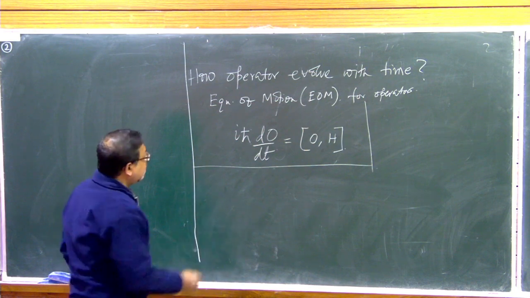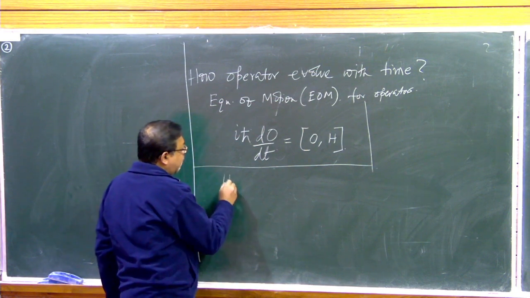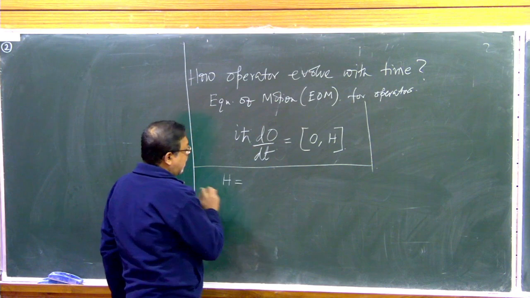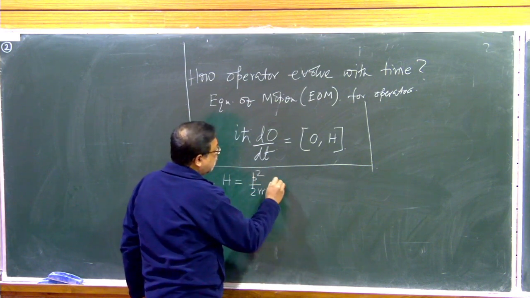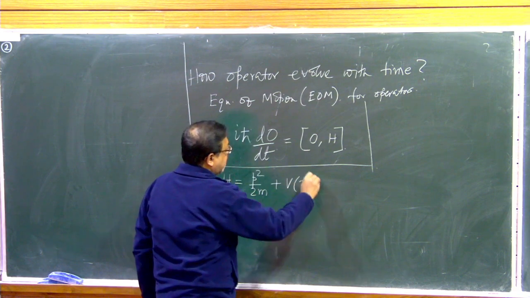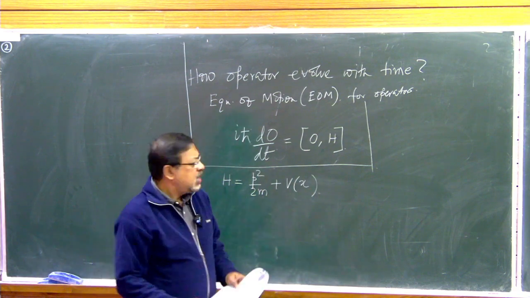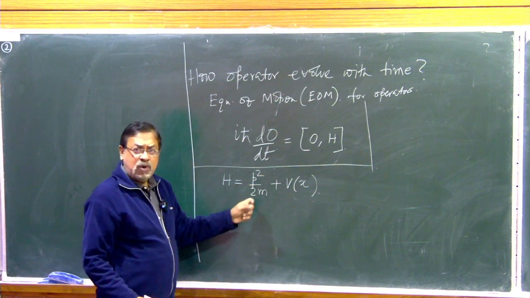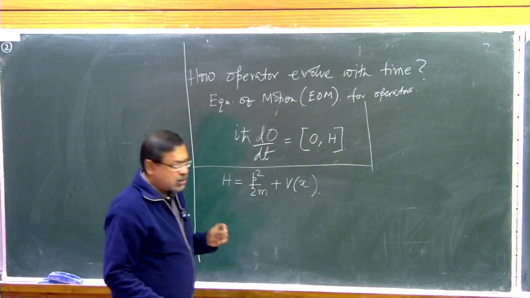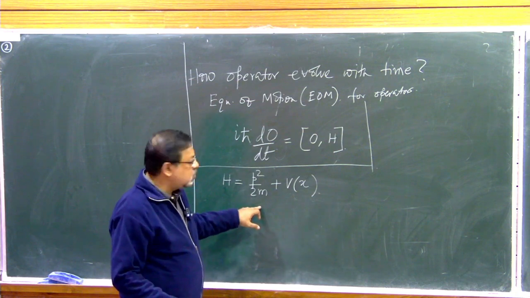So we have a generic form of the Hamiltonian to be of the form p square over 2m plus V of x. We have said this several times, that this is the kinetic energy, and p square has a form which is minus h cross squared d2/dx2.